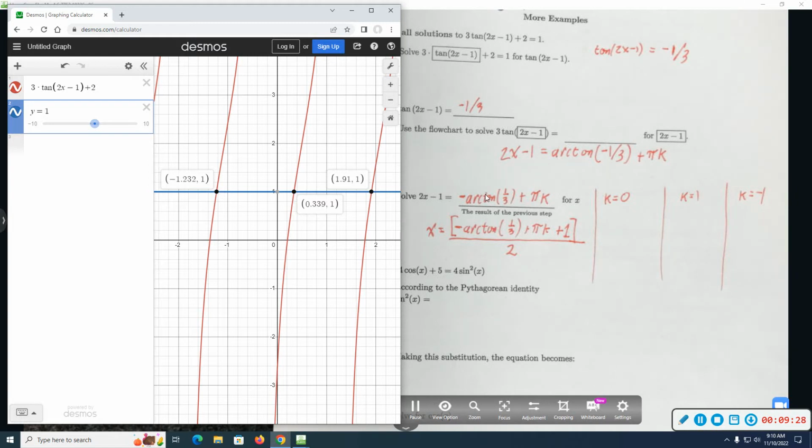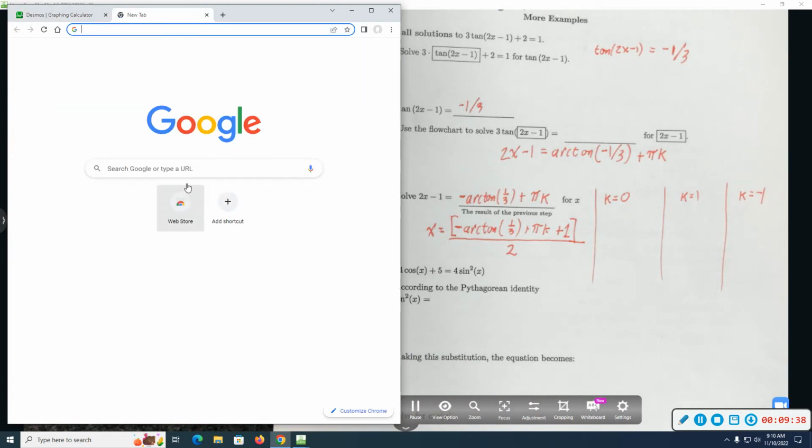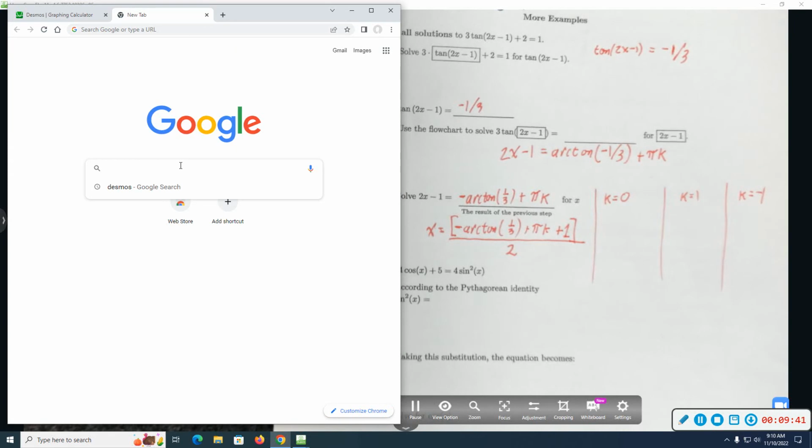Yeah. And if it were degrees, this pi would have to be 180. Yeah, cool. So let's do it. I'll pull up this particular calculator. Negative arctan of 1 over 3. Then I need to add 0 times pi. So I'm taking k equals 0.